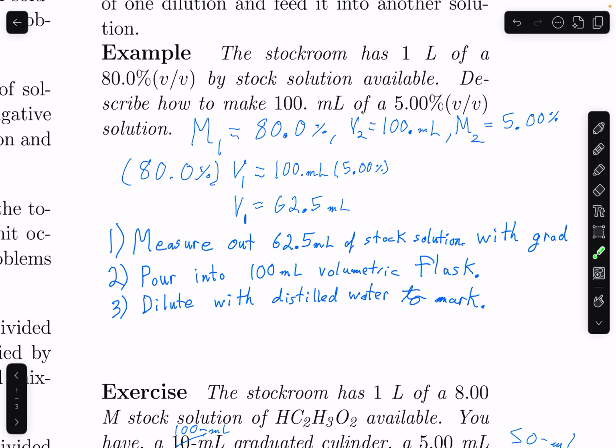But we're not quite done. We still need to describe what to do to make this solution. So we measure out 62.5 mL of stock solution, and we're going to do this with a graduated cylinder. Typically it's probably going to be a 100 mL graduated cylinder. And then pour that measured amount into a 100 mL volumetric flask. Then dilute with distilled water to the mark on the neck of that volumetric flask.